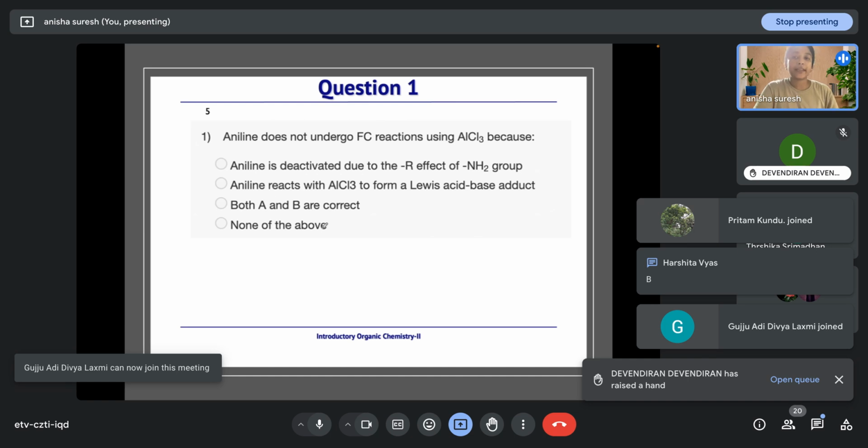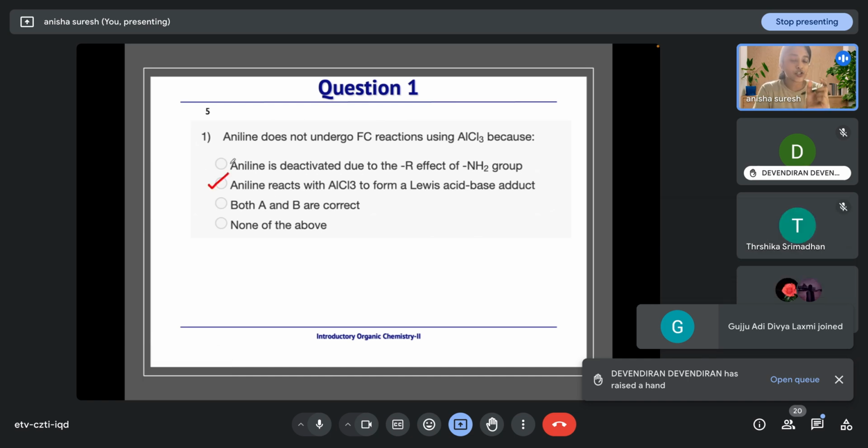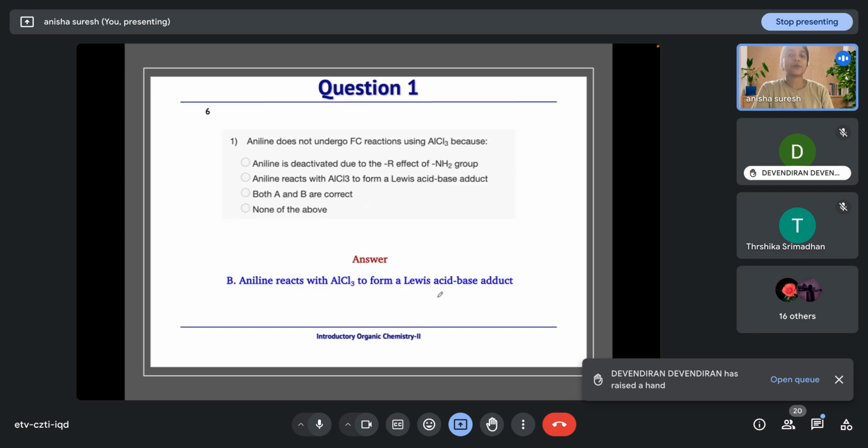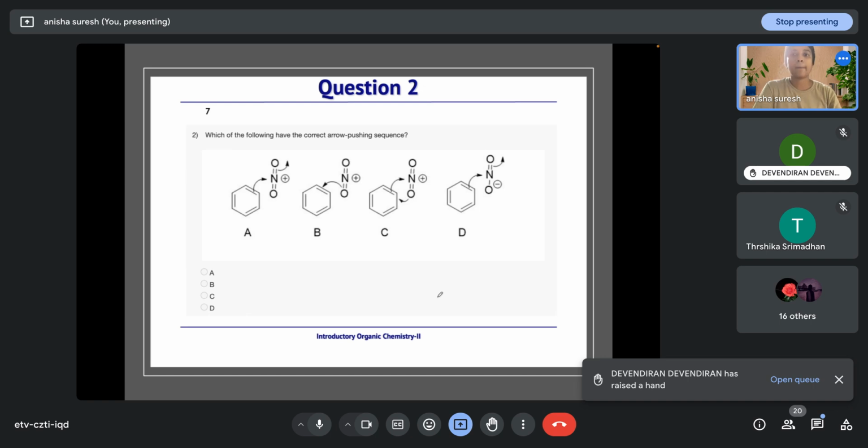Yeah, option B is correct. The nitrogen NH2 on the aniline will coordinate with AlCl3 through its lone pair and form a Lewis base adduct like this, and that is the reason why aniline will not undergo Friedel-Crafts reactions. So the right answer is option B. Now let us go to the next question.